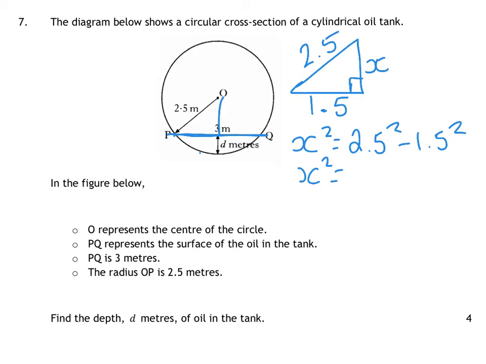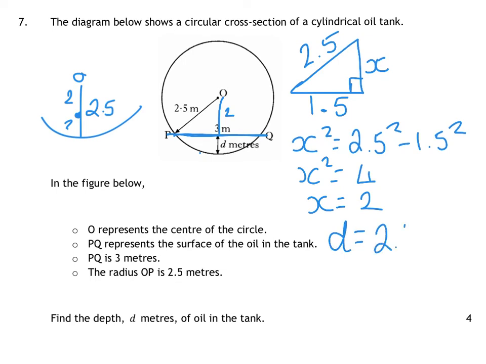This gives us 4. And the square root of 4 we know is 2. So this means that this wee bit here is 2. Now, the full radius is 2.5, so from 0, let me just draw it again, to the bottom of the circle is 2.5. I know that here is 2, so what is this wee bit here? So that must be 0.5. So the depth is 2.5 take away 2, which equals 0.5 metres.